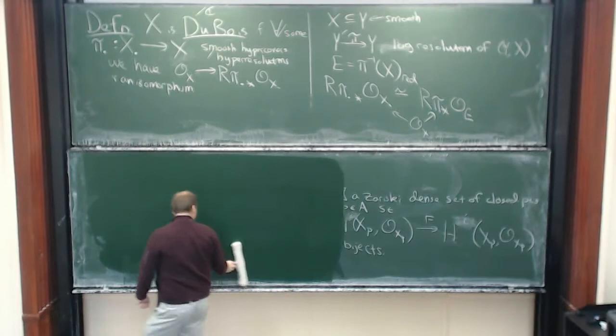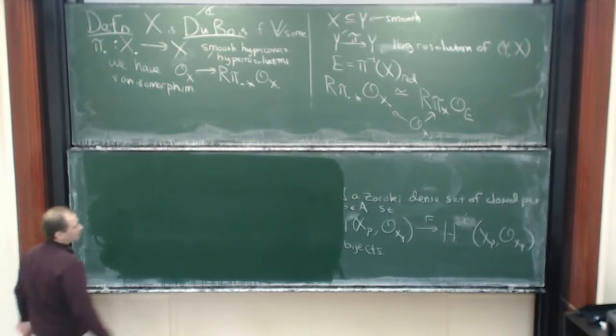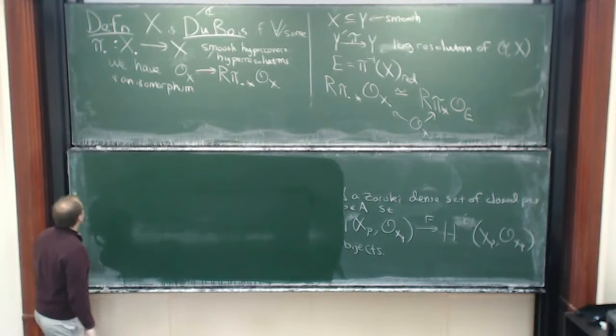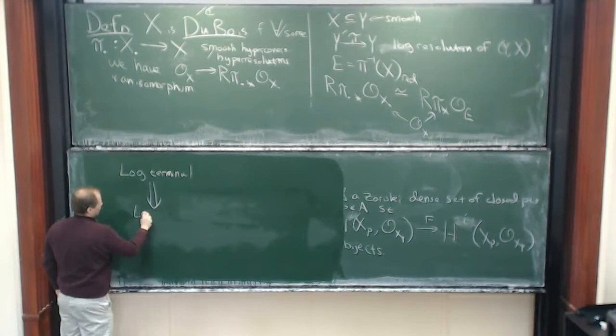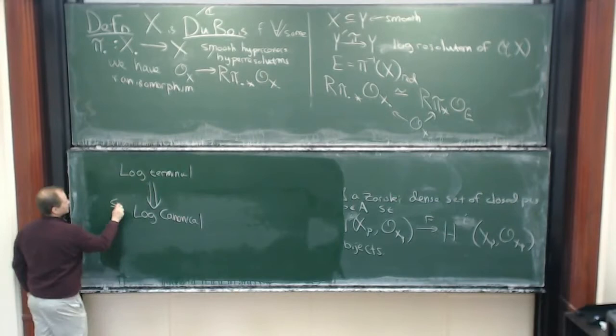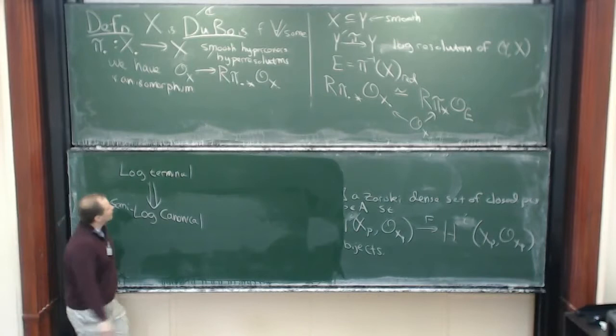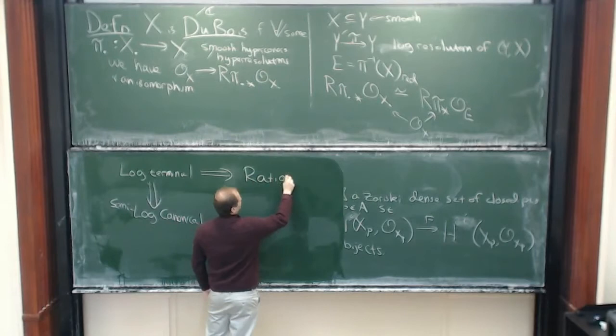Maybe I'll leave this part up just to remind you that the Frobenius here is what we're going to care about. Okay. So we all know that log terminal singularities, I'll draw my favorite diagram here, are log canonical. And in fact, they're even semi-log canonical, whatever that means. It's some kind of non-normal version of log canonical. And it's been known for a long time that log terminal singularities are also rational.